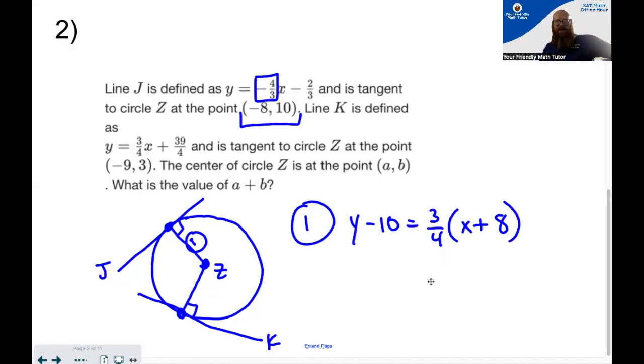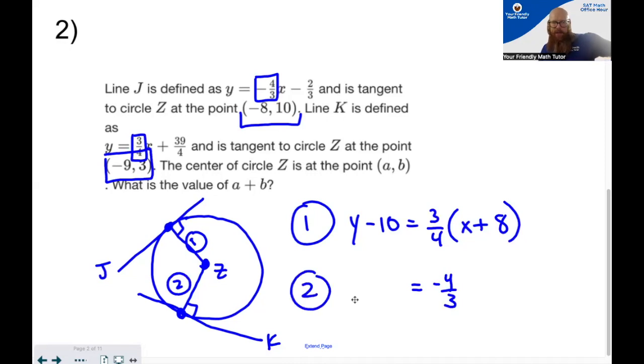And then if I also find the equation of the second line, that one is going to be perpendicular to this slope. So that's going to have a slope of negative 4/3, and it's going to go through the point. So we'll call this line two. So that's going to be y minus 3 is x plus 9.